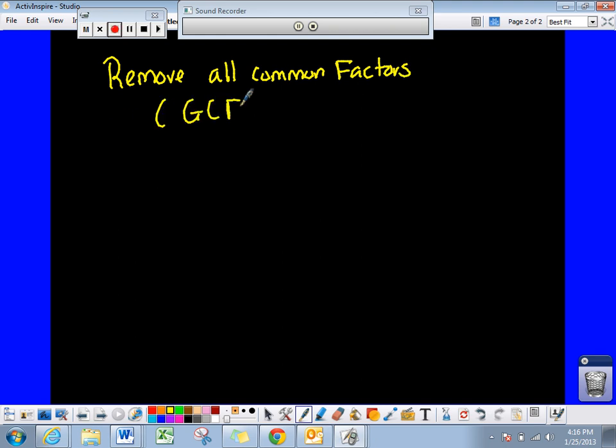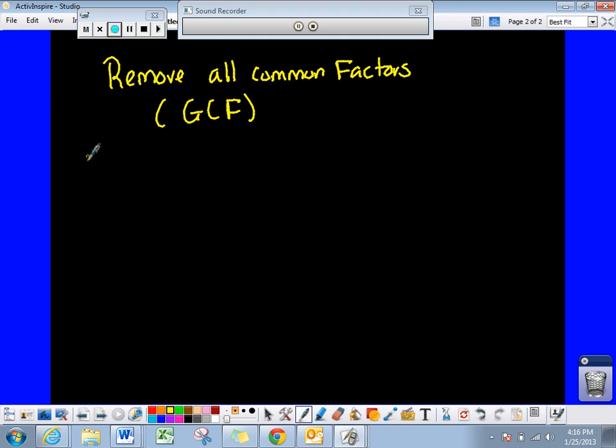Now, the biggest problem that I kept seeing was when we had to factor out our GCF. So we want to make sure that we remove all common factors, which is basically our GCF.